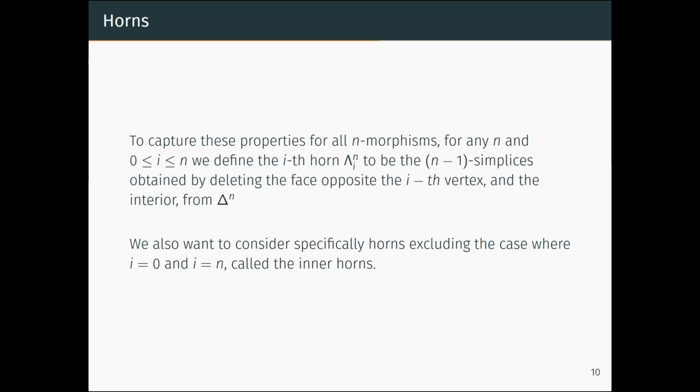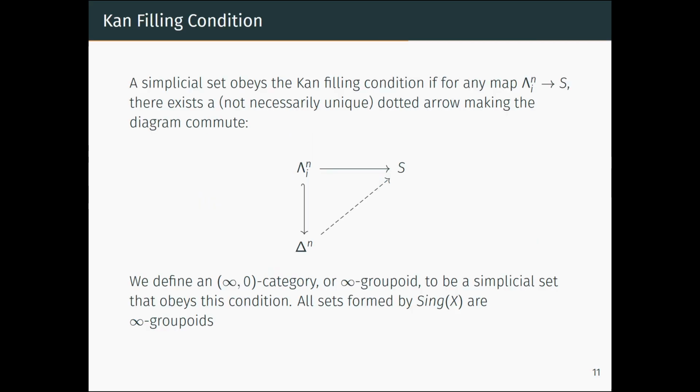And so asking for inverses in that case is akin to asking that that diagram have an extension to a standard simplex. And we also want to consider the cases where we exclude i equals 0 and i equals n. So we don't consider the horns where we've deleted faces opposite the 0th vertex and the last vertex. And we call those the inner horns.